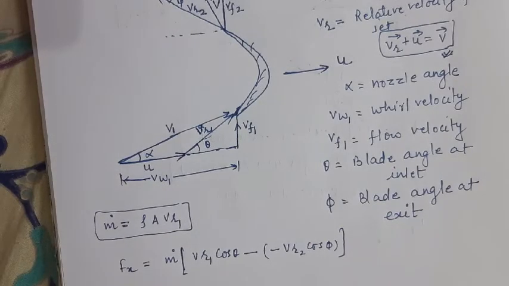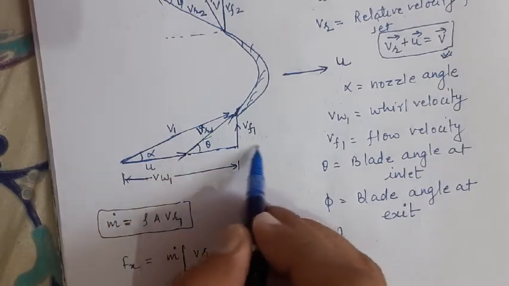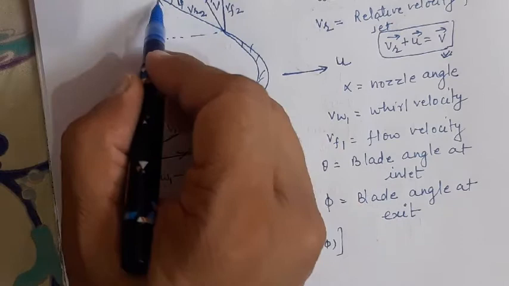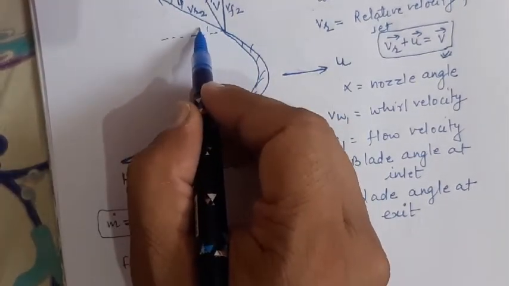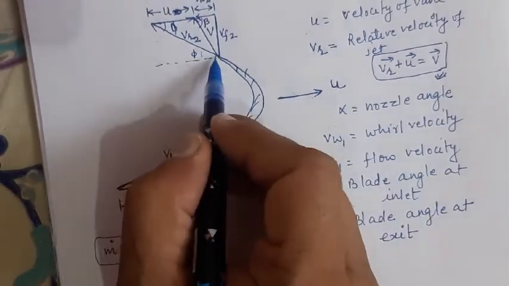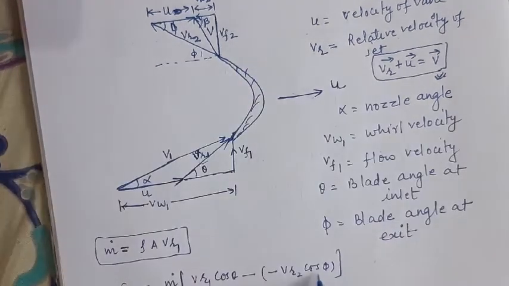Please observe carefully. The component of relative velocity in the x direction is VR1 cos theta over here. The relative velocity over here is VR2, so its component would be this. This would also be phi. Therefore, the component of VR2 in this direction will be VR2 cos phi, and in this direction it would be minus VR2 cos phi.